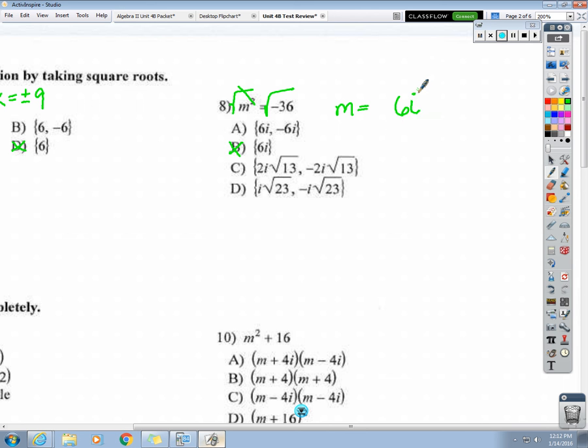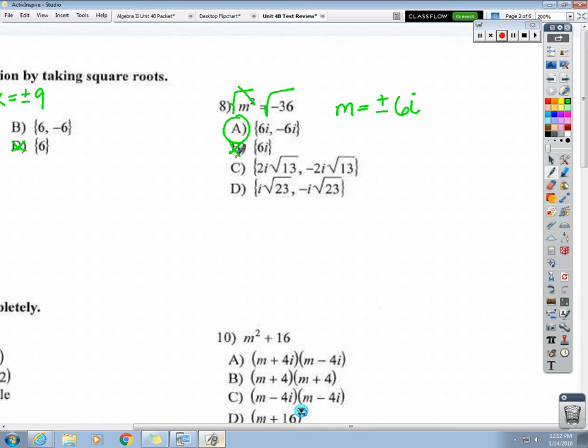Okay, now look, this could be tricky if you're rushing through this test. You might circle B. But remember, we already marked out B because we know there's going to be two solutions because it's degree 2. You've got to remember, since you square rooted it, you put a plus and a minus. So a positive 6i and a negative 6i are both the right answer.